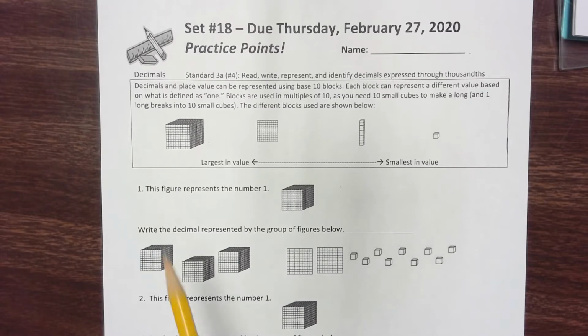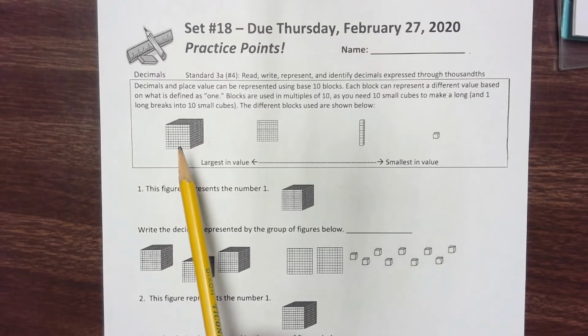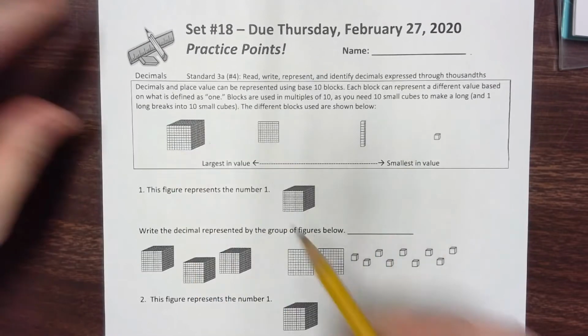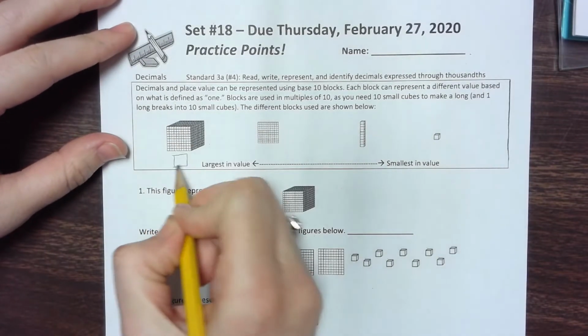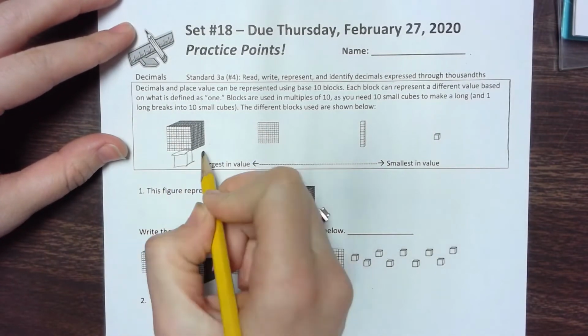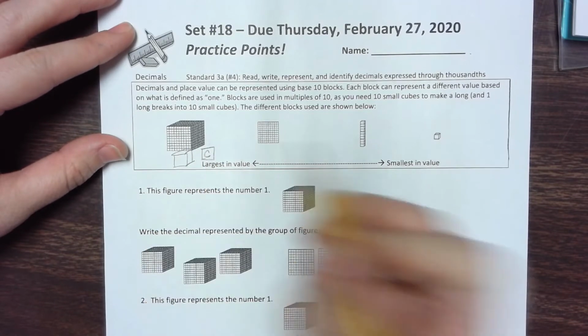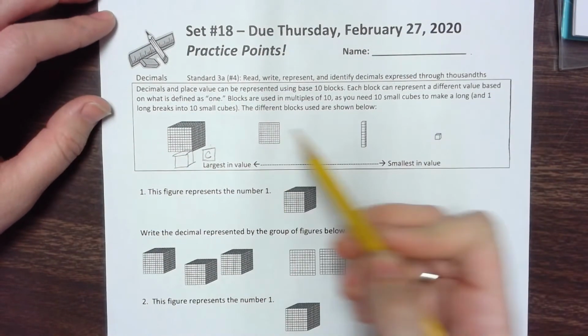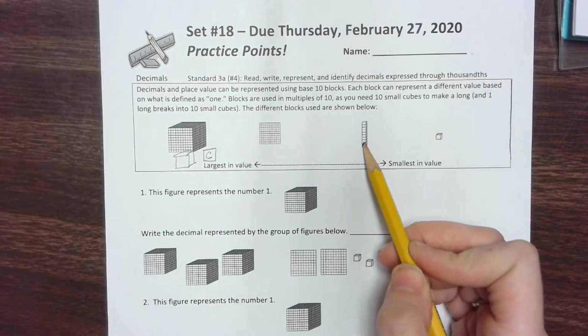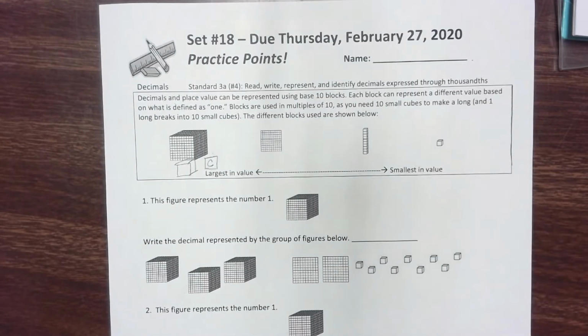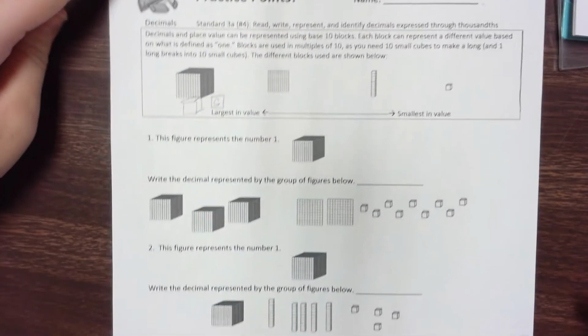Last time we talked about the different values of base 10 blocks, with the largest in value always being our cube, which we can also draw out either as a cube or a square with a C in it. We have our square. Then next smallest is our stick, and the smallest in value is always our tiny guy. So we're going to use that knowledge to help us go through these questions.